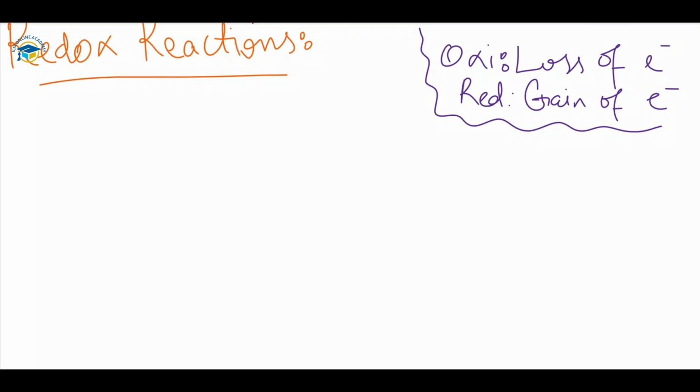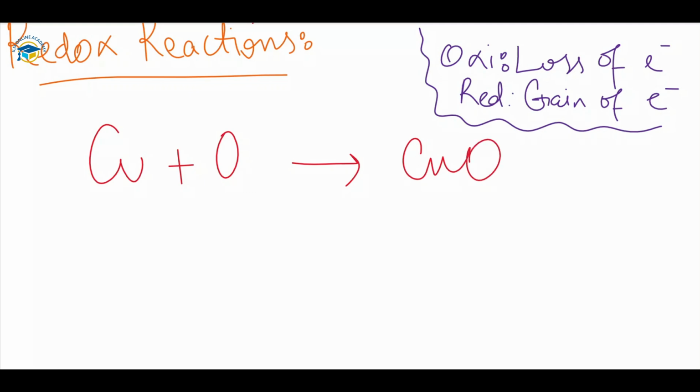Oxidation and reduction have expanded over a wide range of reactions. Related to this, we will look at the example of the reaction between copper and oxygen. When copper reacts with oxygen when it's heated, we have copper oxide. This one is a balanced chemical equation. It is clear from here which one is oxidized and which one is reduced.